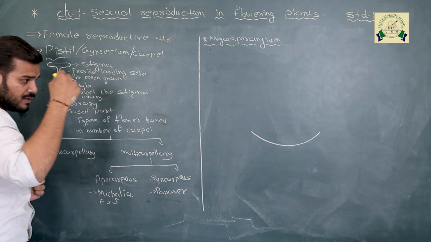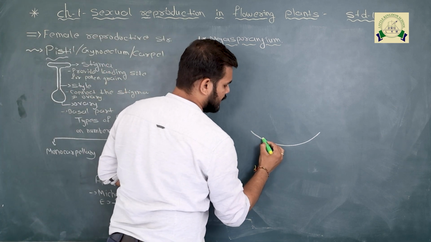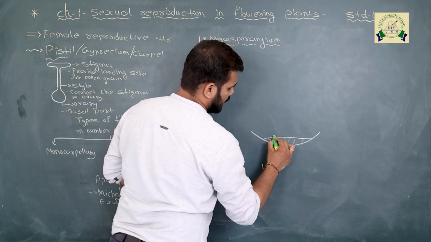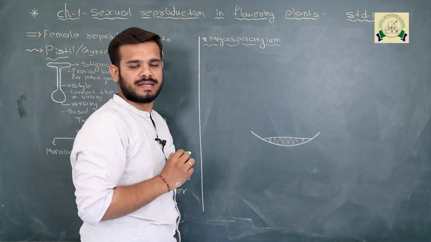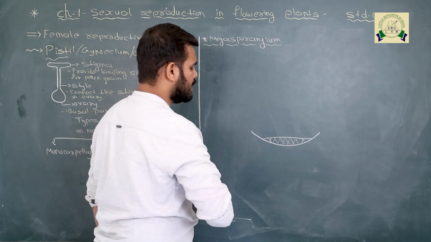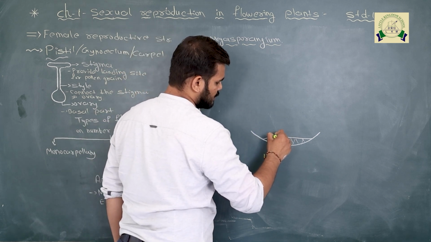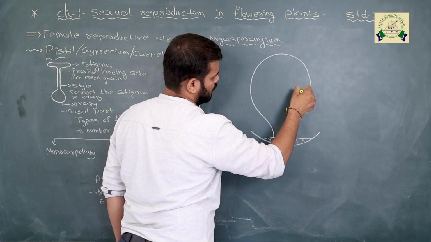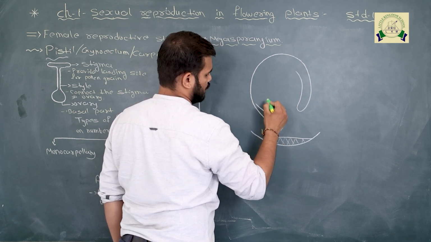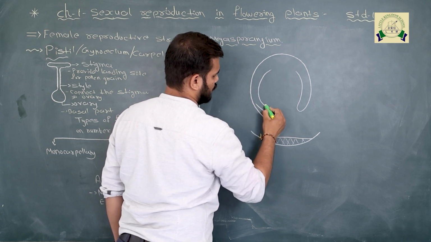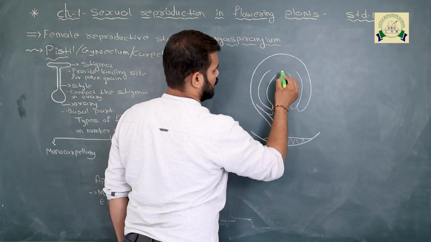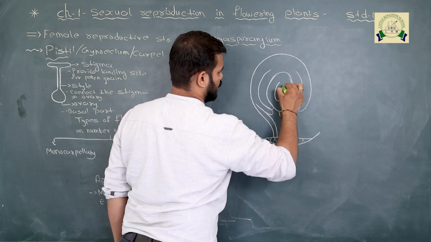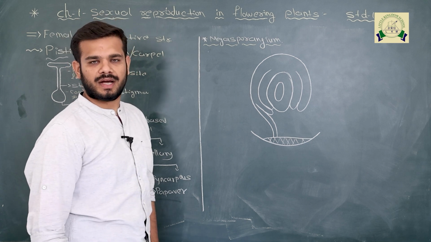Then I zoomed in and drew it. So it is the wall of ovary. It contains placenta. Yes, placenta is also present in plants. It is not only present in animals; placenta is also present in plants. On this placenta, the structure of Megasporangium is present like this. So it is the structure of Megasporangium.